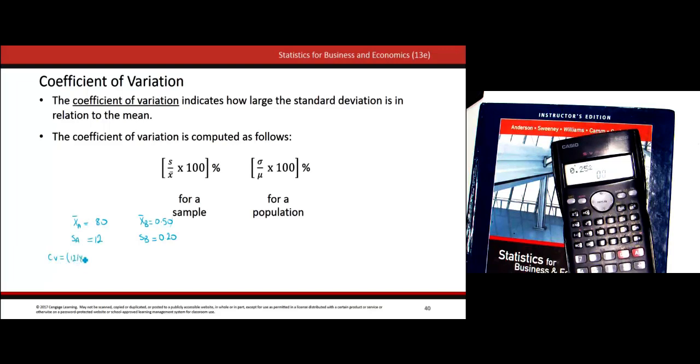So now, 12 over 80 times 100%, which is 15%. And now for B, the coefficient of variation is 0.2 over 0.5 times 100%, which is 40%. So now the coefficient of variation for B is higher, which means B is more variable.